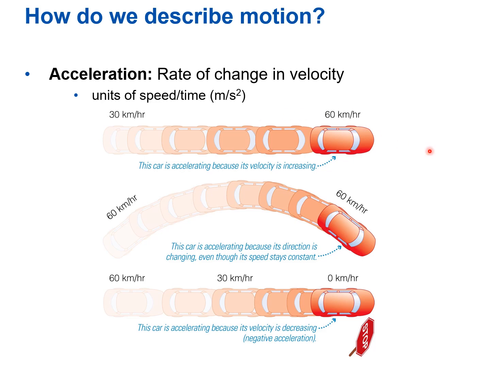Now let's look at these three examples with the car. These are all examples of accelerating. This car at the top, it was going at 30 kilometers per hour. It sped up, and now it's going 60 kilometers per hour.